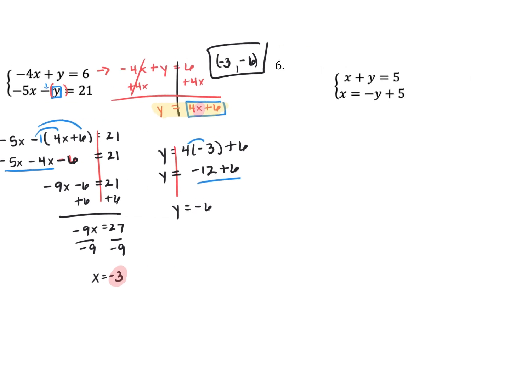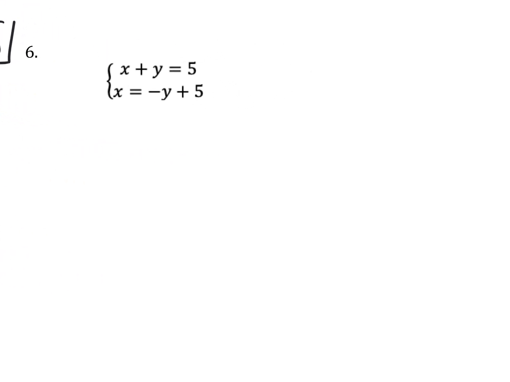Okay, last one, number 6. This is a good one because I have x plus y equals 5, but I have an x equals. I like when it says equals right away because then I don't have to do that part where you solve and get it by itself. So instead of writing x, I'm going to write negative y plus 5, so I'm putting that in, plus y equals 5.